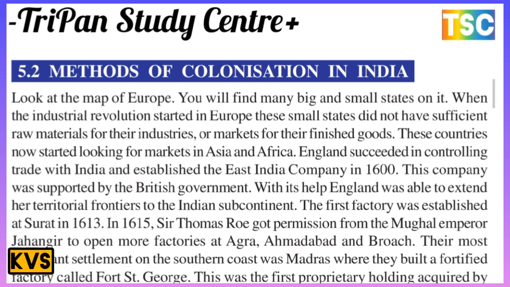In 1615, Sir Thomas Roe got permission from the Mughal Emperor Jahangir to open more factories at Agra, Allahabad and Broach. That is also important. These are the most important three places where permission was given by Jahangir.